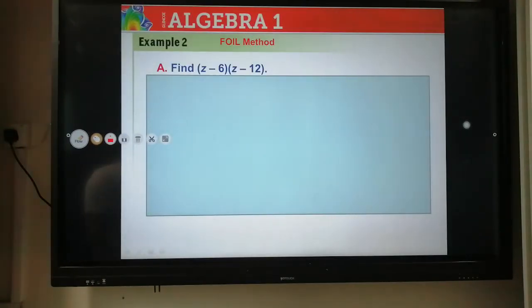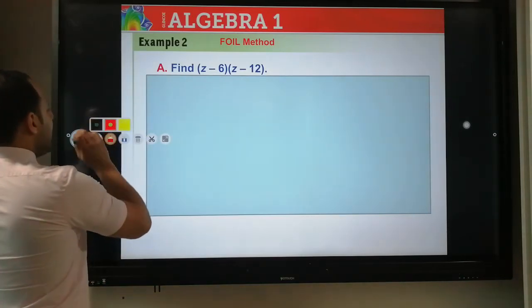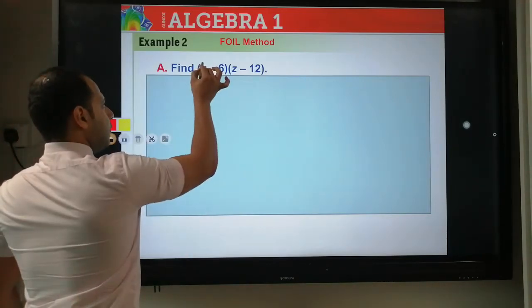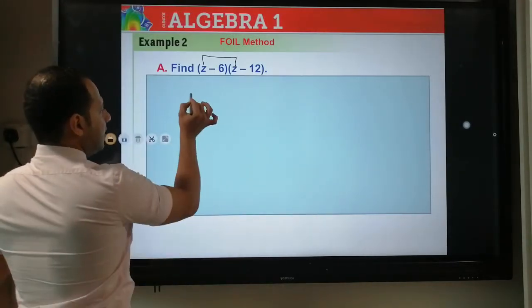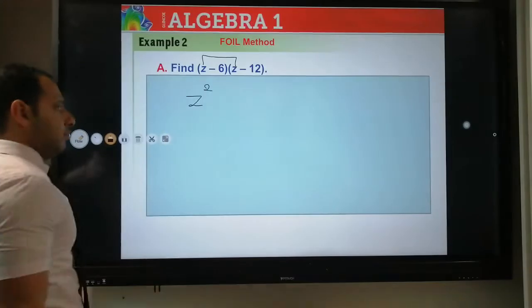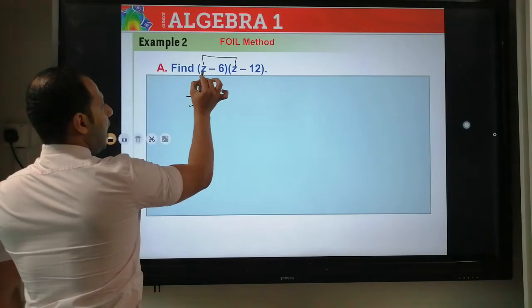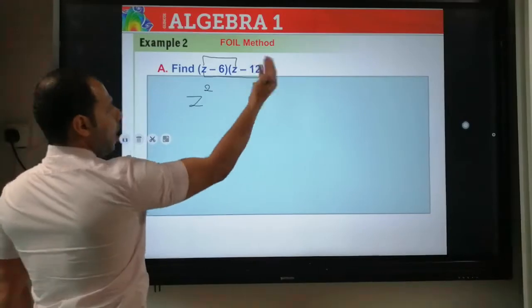Pay attention. Find z minus 6 multiplied by z minus 12. Start the FOIL method. Who can memorize with me the FOIL method? F means first. So I take the first term with the first term and multiply: z multiplied by z gives z squared. After that, O, excellent, outer. It means the first here and the last here, outer terms.